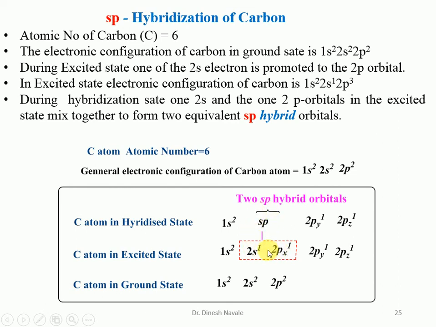As 2 orbitals are mixed together, 2 sp hybridized orbitals will be formed by the mixing of one 2s and one 2p orbital in excitation. But during hybridization, the 2py and 2pz orbitals will remain unhybridized. So both the 2py and 2pz unhybridized orbitals will remain perpendicular to the sp hybridized orbitals, making the geometry linear.